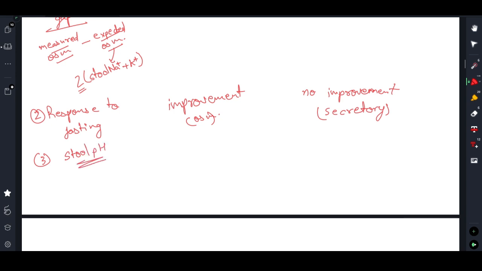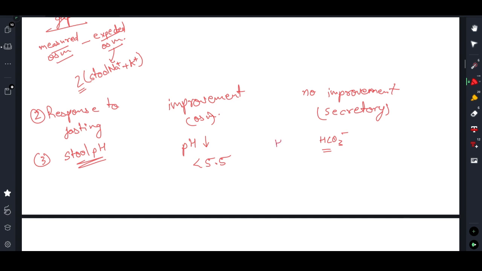Now moving to the third parameter, that is stool pH. So what happens in case of osmotic diarrhea? You have some unabsorbed nutrient, right? And primarily from those unabsorbed nutrients, carbohydrates undergo fermentation by the gut microbiome, right? So if fermentation will take place of these unabsorbed carbohydrates, what will happen is that acids will increase, right? And as acids will increase, the stool pH will go down, right? So the stool pH decreases and it goes somewhere less than 5.5 in case of osmotic diarrhea. Whereas in case of secretory diarrhea, what we saw is that bicarbonate ions were being released in the stool, right?